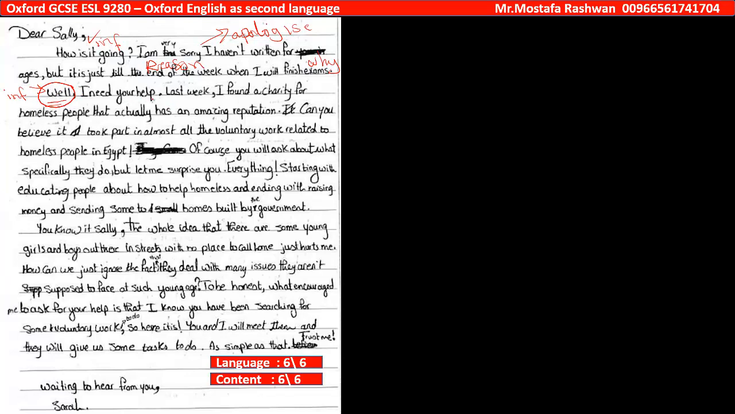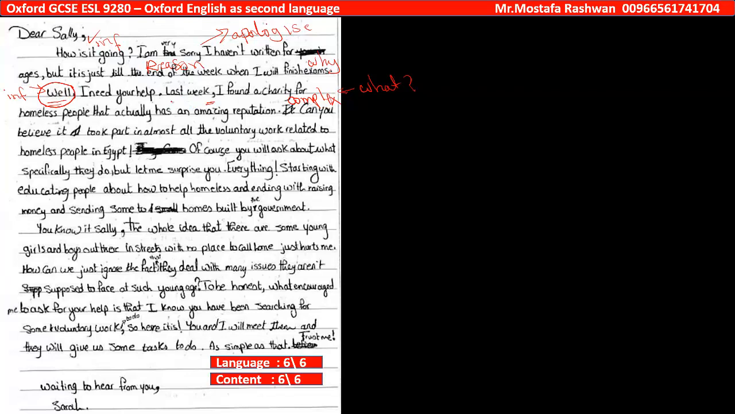Indeed, I need your help. So he told him here that he needs his help. About what? Last week I found a charity. This is what the voluntary work is. This is related to bullet point 1. Last week I found a charity for homeless people that actually has an amazing reputation. Full stop. This sentence is a good way to use complex grammatical structures.